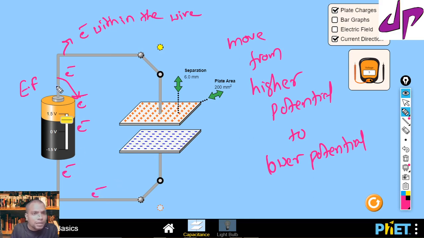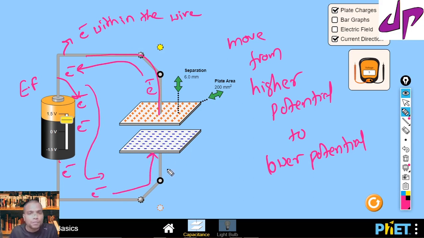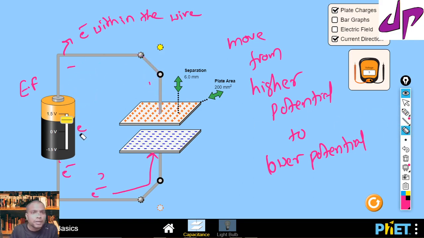So here you automatically created a potential difference. This wire is connected to this conducting plate, so the electrons within the conducting plate also start to move. They will take this path and reach the lower potential. But the lower potential is connected to this other conducting plate, so all the electrons will accumulate on the negative plate. That's why one becomes a positively charged plate and the other becomes a negatively charged plate.